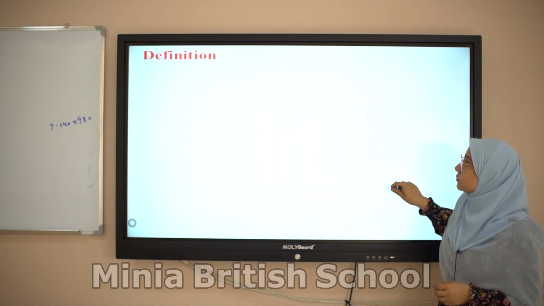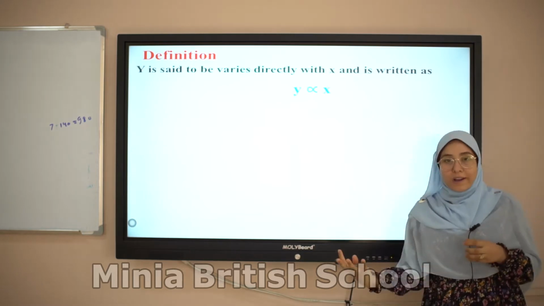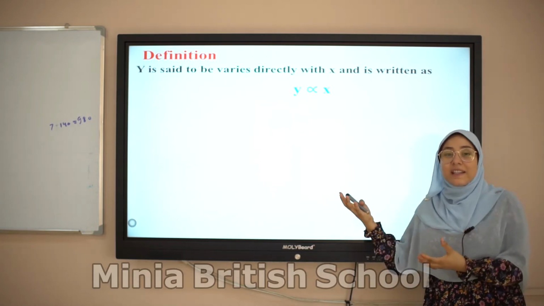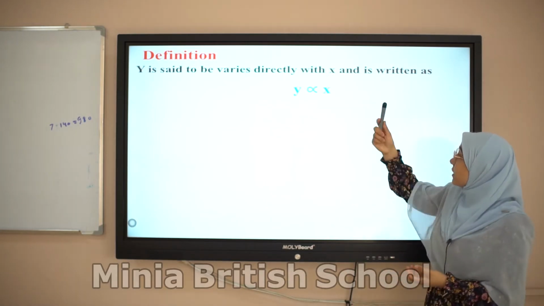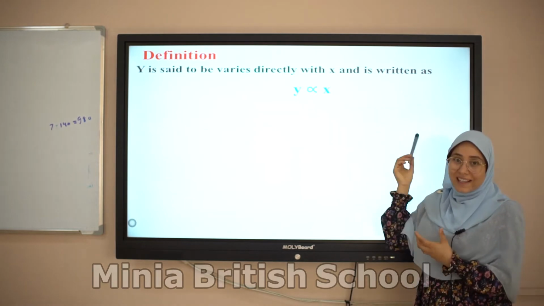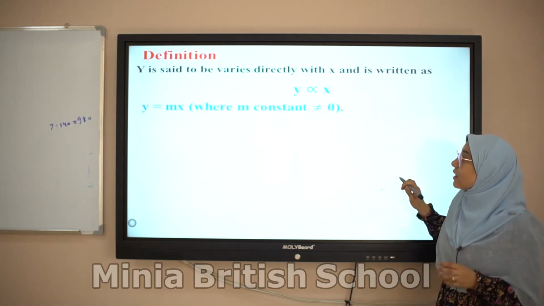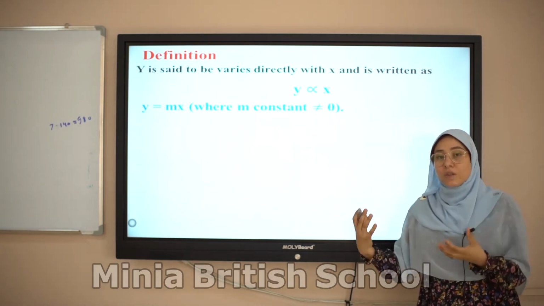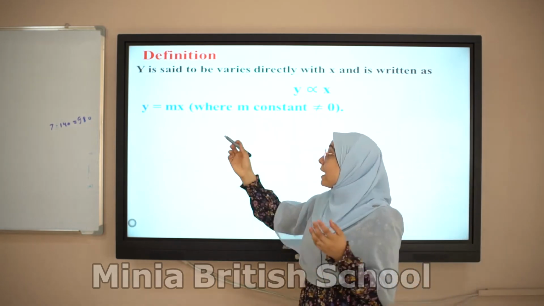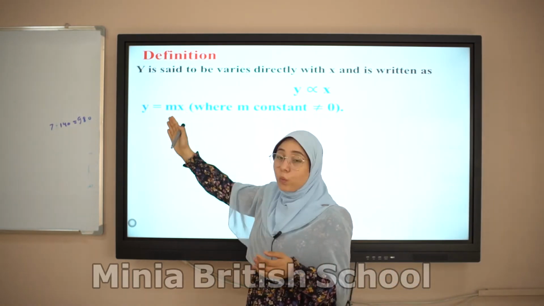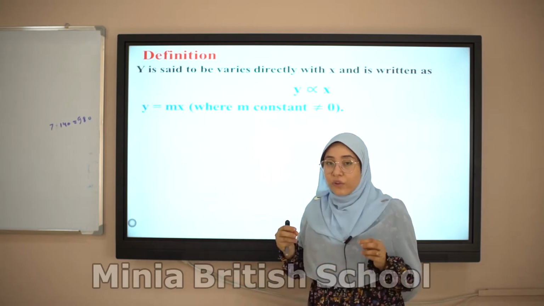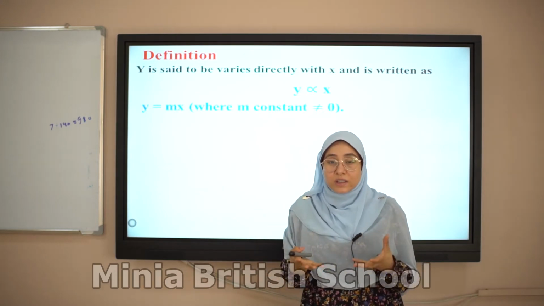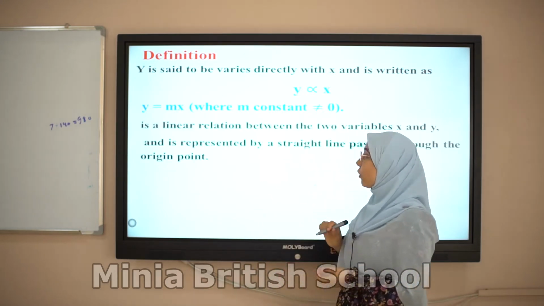Now, if you have y and x, and y varies directly as x, it is written y varies directly as x. And here m is a constant number not equal to 0, so the relation is y equals mx. We find the relation y equals mx, where m is a constant number and not equal to 0.